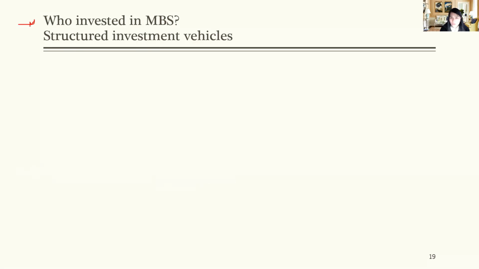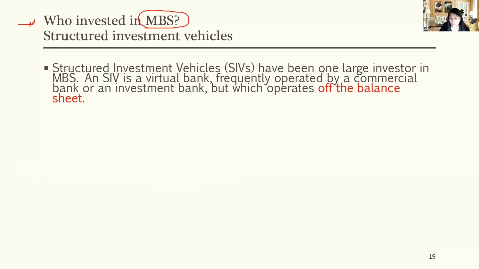So in terms of the mortgage-backed securities market, there were two big players in this market, being structured investment vehicles and collateralized debt obligations, okay? So I'm going to have two tutorial questions related to these structures. So for now, I'm going to just briefly talk about it, okay?